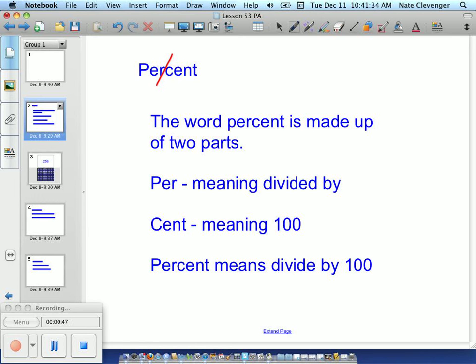Okay, so per means to divide, and then cent, as we've been talking about most of the year: there's 100 years in a century, 100 cents in a dollar, a centipede has 100 legs. That prefix, cent, means 100. So the word percent means divide by 100, or out of 100, or per 100. That can be as helpful as anything, just knowing that the word means out of 100.